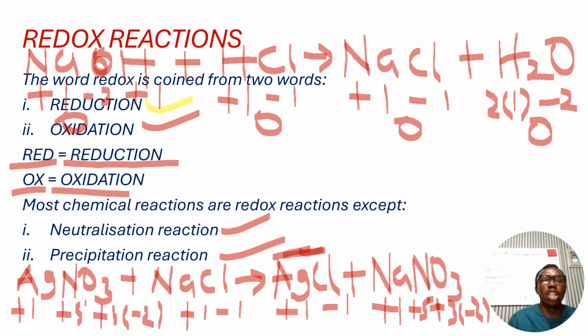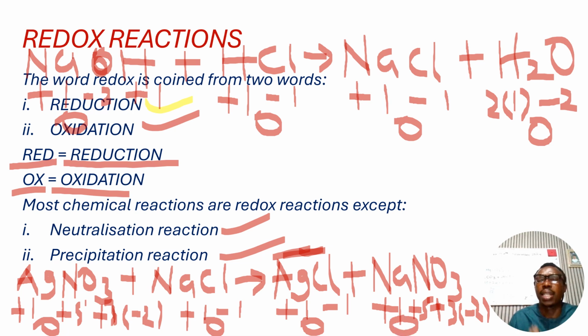So if I calculate the oxidation number of each of them, 3 times minus 2 is minus 6. So 5 minus 6 is minus 1, plus 1 to be 0. Plus 1 minus 1 here, 0. The oxidation number of sodium here is plus 1, the oxidation number of chlorine here is minus 1, so plus 1 minus 1 here is 0. Plus 1 minus 1 here is 0. 3 times minus 2 is minus 6, 5 minus 6 is minus 1, so plus 1 minus 1, the oxidation number here is 0.